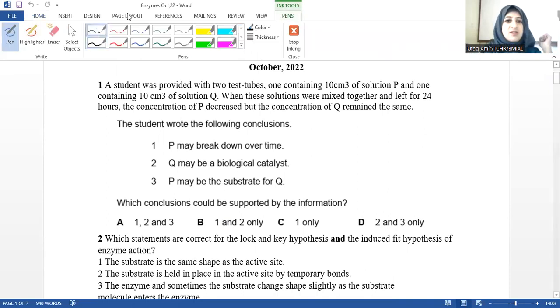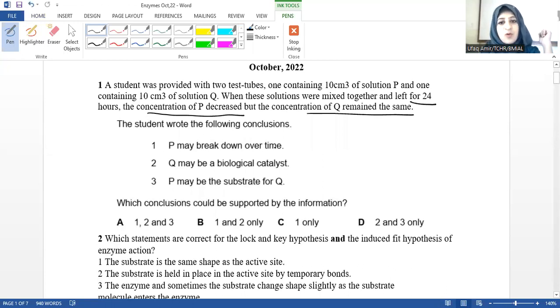The first question says, a student was provided with two test tubes, one containing 10 centimeter cube of solution P, which we do not know what it is, and the other one containing 10 centimeter cube of solution Q. When these solutions were mixed together and left for 24 hours, the concentration of P decreased, but the concentration of Q remained the same. So the student wrote the following conclusions.